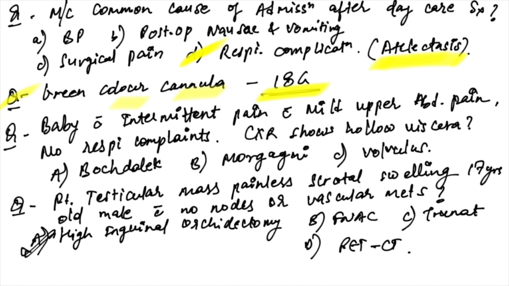And a baby with intermittent pain with mild upper abdominal pain, no respiratory complaints, and the chest x-ray picture shows hollow viscera. So it is a Bochdalek or Morgagni, so it is a Bochdalek hernia. Now, a patient with testicular mass, painless scrotal swelling, 17-year-old male with no nodes or vascular mets. What will be the management? High inguinal orchidectomy will be done in this patient.